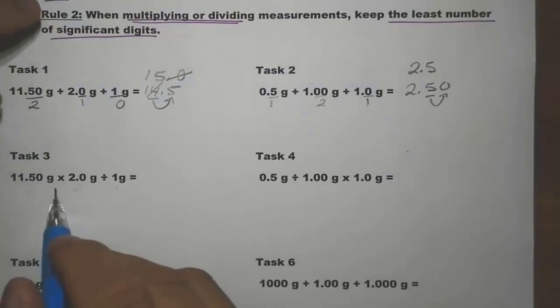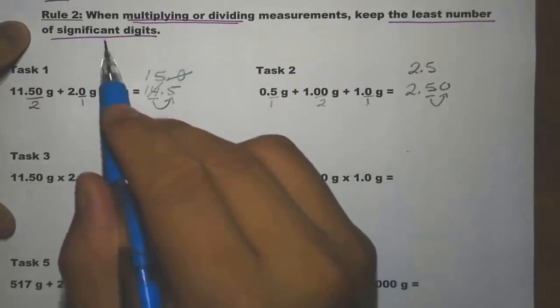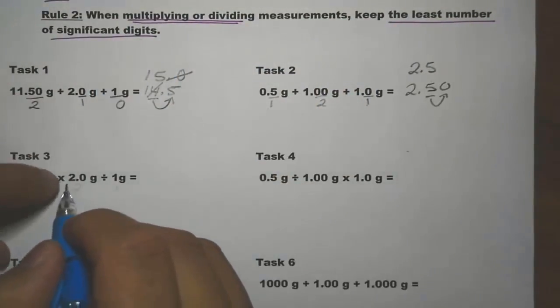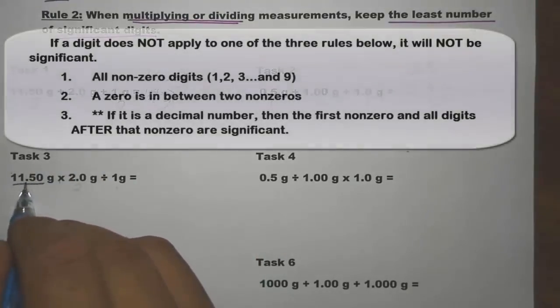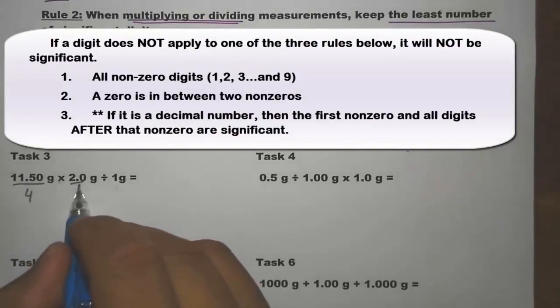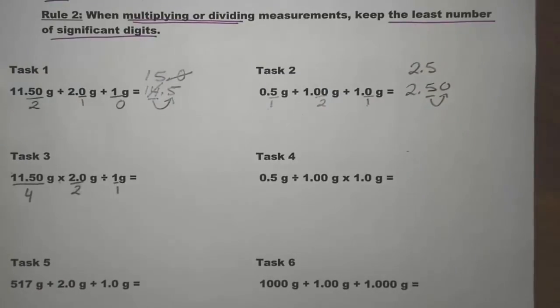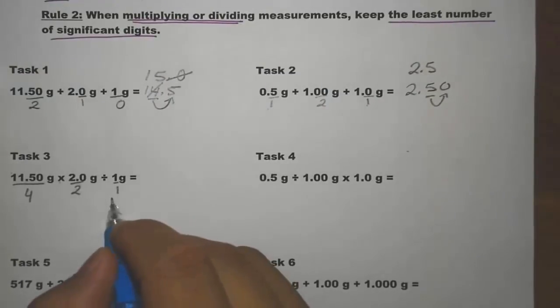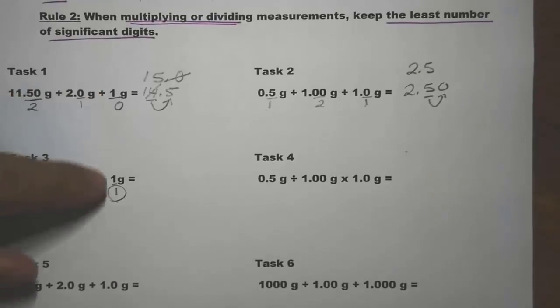Now let's try a sample problem with the second rule. When we multiply or divide, we keep the least number of significant digits. In this case, we have multiplication and division. This number right here has 4 sig figs, right here we have 2 sig figs, and right here we just have 1 sig fig. So our answer must have only 1 sig fig. Notice this is a lot different than decimal places.